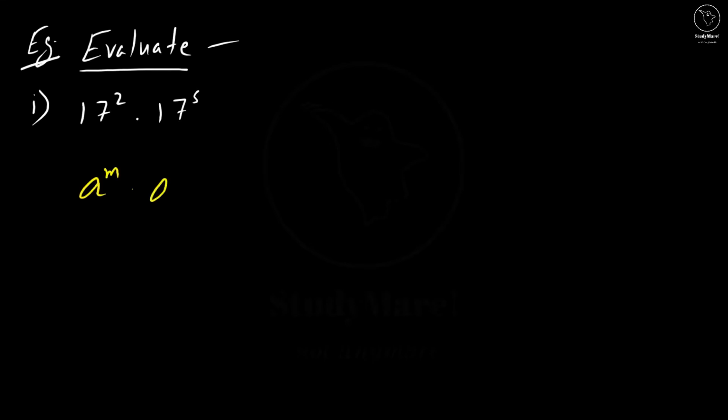Our first example is to evaluate 17 square into 17 to the power 5. Applying a to the power m into a to the power n is equal to a to the power m plus n, we get 17 to the power 2 plus 5, which is equal to 17 to the power 7.